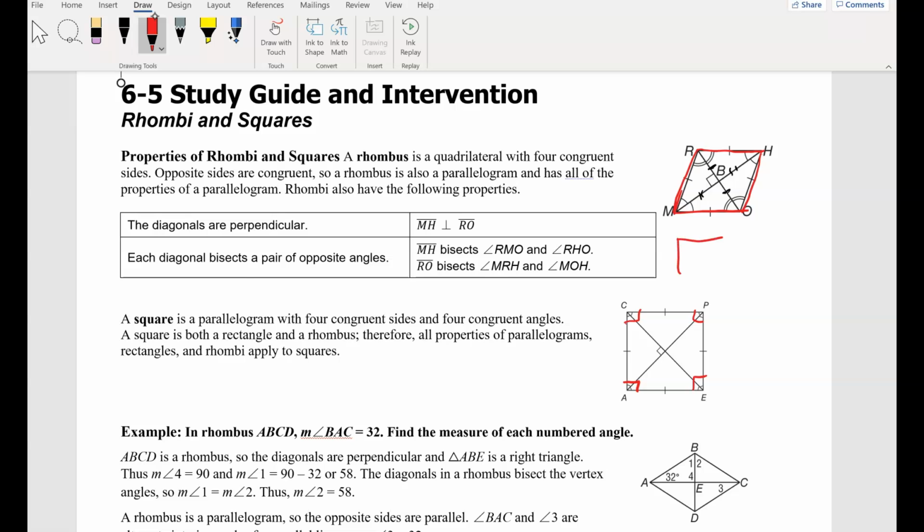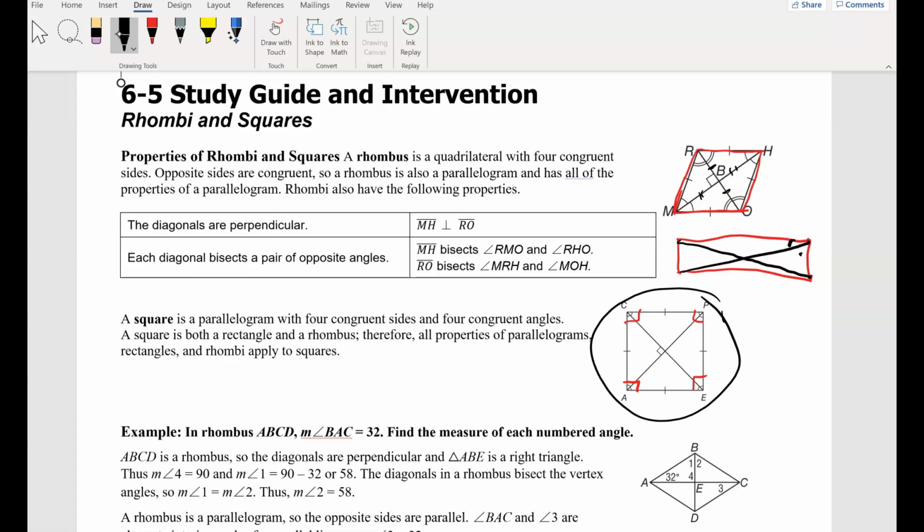Think about a rectangle, and I'll try to exaggerate one here. In a rectangle, the diagonals are definitely congruent to each other, and they bisect each other. But notice I'm not bisecting those angles. This angle here and this one over here are not going to be equal to each other. But in a rhombus and in a square, when we combine the rectangle properties with the properties of a rhombus, we have our square. So that's what's happening here in our last section on the parallelograms.